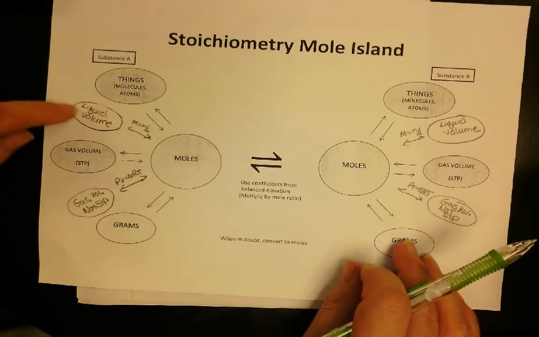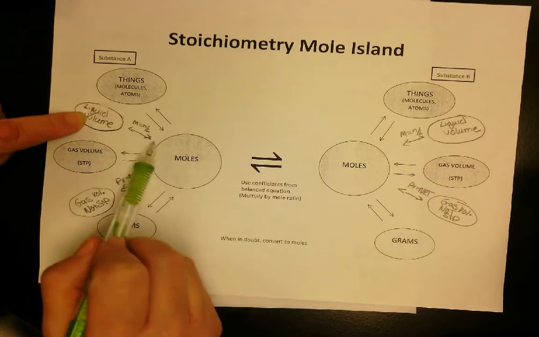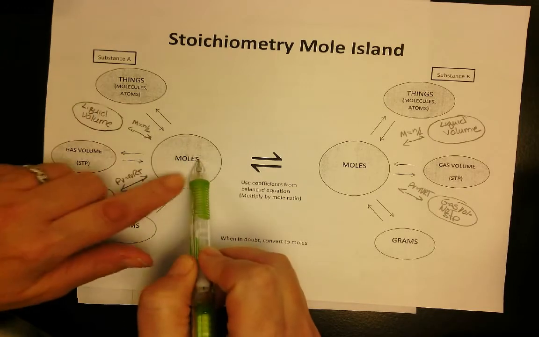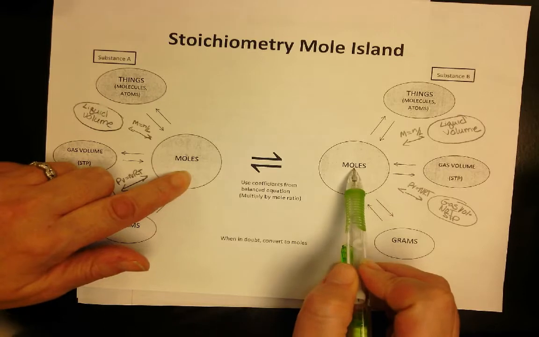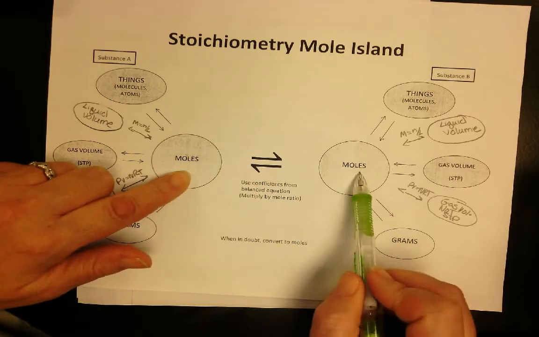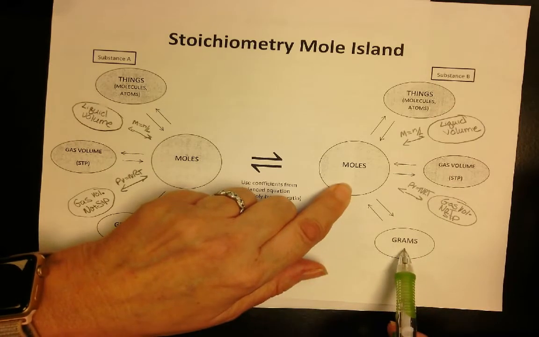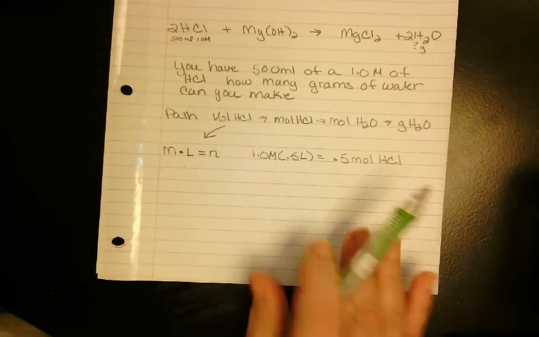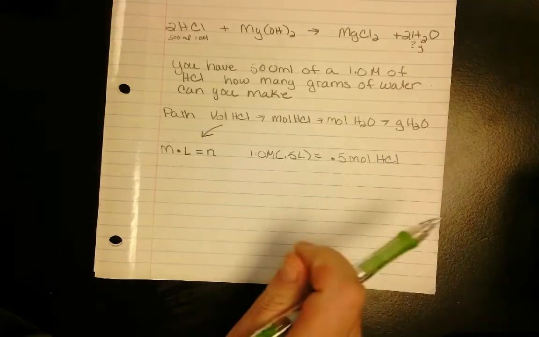So what is our path? Well, I'm starting with a volume of liquid. Okay, I'm going to use my molarity formula to convert it to moles, and this is HCl, our substance A. Then I'm going to use my mole ratio of hydrochloric acid, HCl, to water to go from moles of substance A to moles of substance B. And finally, they don't want it in moles, they want it in grams, so I'm going to convert it to grams.